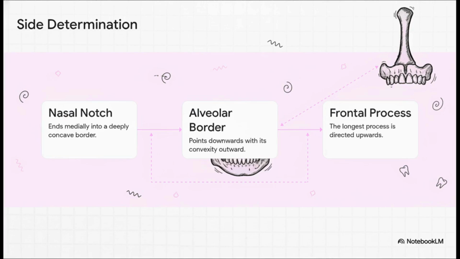Now, because this bone is so irregular and complex, if you were just holding a disarticulated one in your hand, it can be kind of tricky to tell left from right. But here's how you orient it in 3D space. First, look for a deeply concave border on the anterior surface. That's the nasal notch. You want that pointing medially, towards the midline of the face. Second, take the alveolar border. That's the part with the upper teeth sockets, and point it downwards, so the convex curve faces outward. Finally, make sure the longest extension, the frontal process, is pointing up. Get those anchors right, and you've perfectly oriented this puzzle piece.